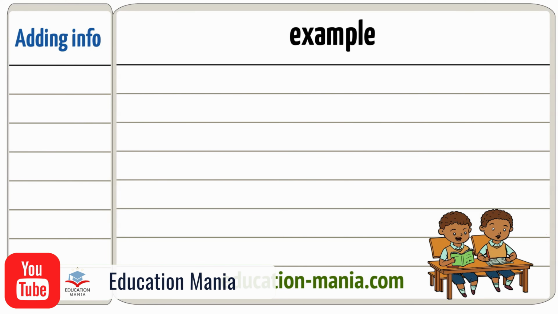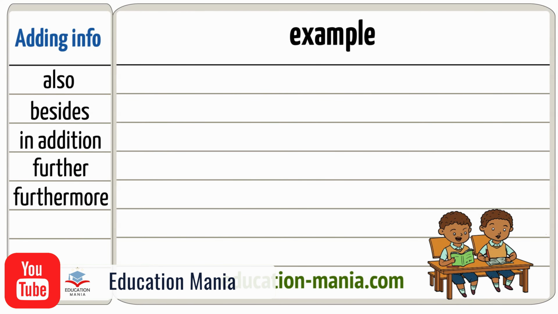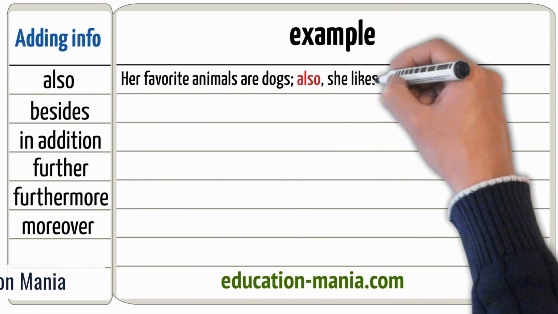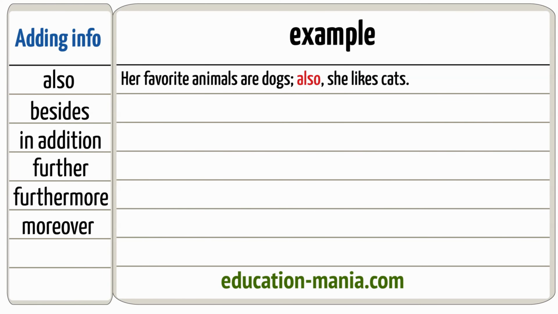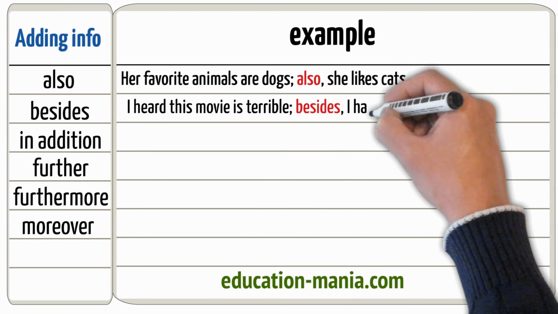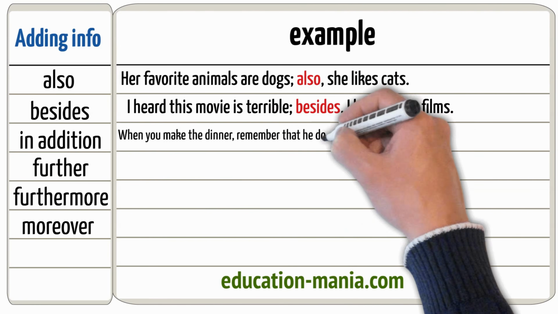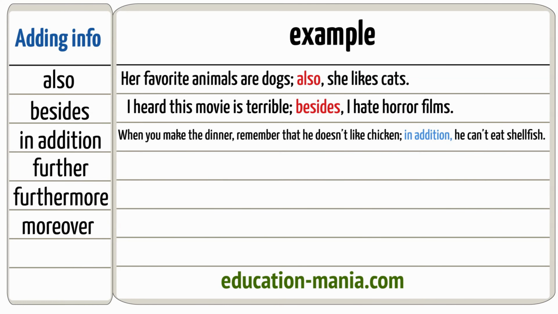Adding info examples. Her favorite animals are dogs. Also, she likes cats. I heard this movie is terrible. Besides, I hate horror films. When you make the dinner, remember that he doesn't like chicken. In addition, he can't eat shellfish.